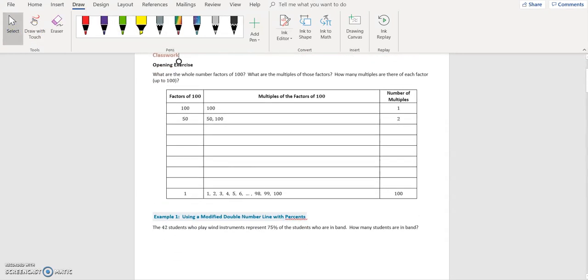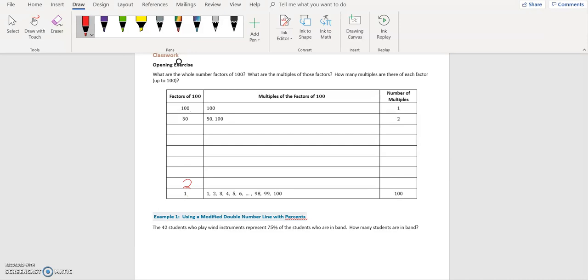So, what are the whole number factors? We've got our chart, so we're just going to fill in this chart. Factors of 100. So things that multiply to get to 100. So we have 1, and then we have 100. And then we have 50, so we can have 2, because 2 times 50 is 100.